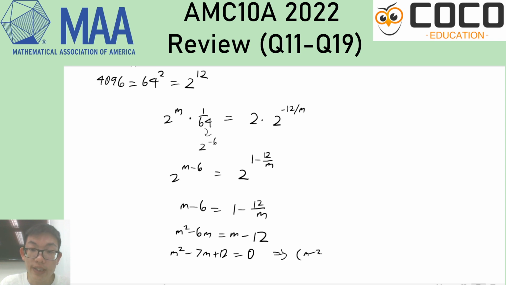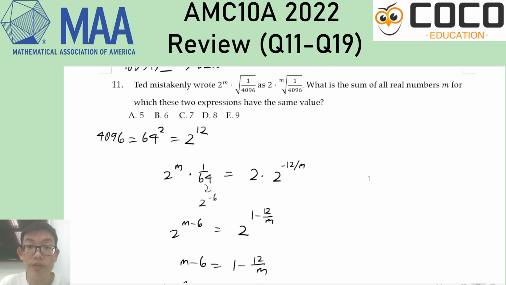So factorize: m minus 3, m minus 4 equals 0. Put back, m equals 3 and 4. We see that nothing's going to go wrong. There's no negative numbers, so I don't have to worry that things will get messed up. The answer is just 3 plus 4 equals 7.